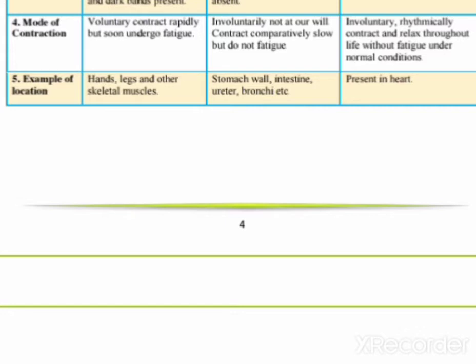And the third one, cardiac muscles. In cardiac muscle the cell has faint striations, meaning sometimes it has striations and sometimes it does not.